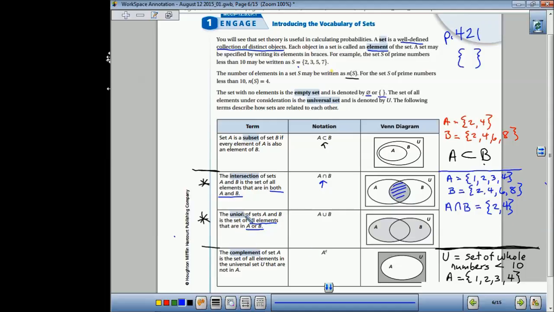Okay, a union is when we bring everything together. A union of sets A and B is a set of all elements that are in A or B. If we see the word and, it leads us to intersection. If we see the word or, it can lead us to union, A or B. So the union of A and B is all the elements that are in A or B, and we just list them all. We start with 1, 2, 3, 4. And what else does B have that A didn't have? 6 and 8.